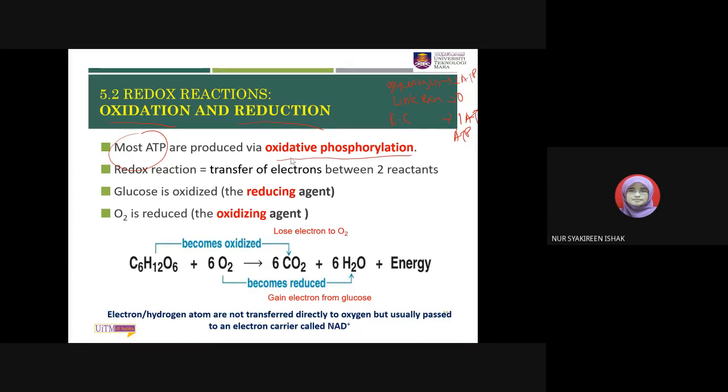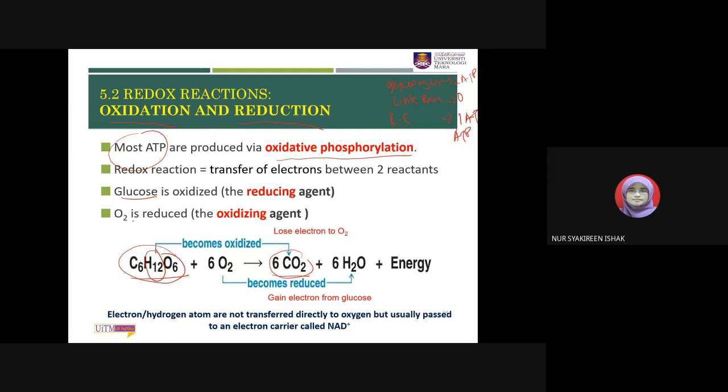So as you know, it involves the transfer of electron from one substrate to another. And if you look at this reaction, glucose is oxidized to carbon dioxide. Oxidized means that it loses electrons. Glucose will lose electrons and also hydrogen ions. So nampak from glucose that has so many hydrogen atoms, at the end it only becomes carbon dioxide. So it is oxidized. It releases hydrogen ions and also electrons.